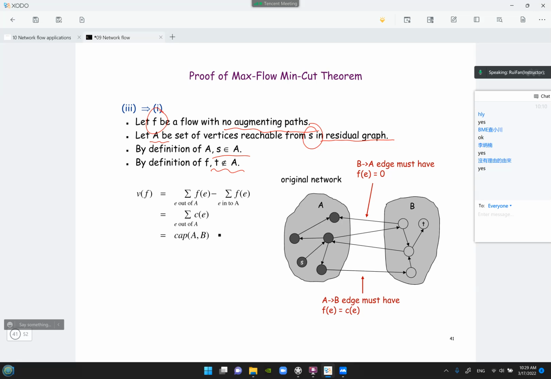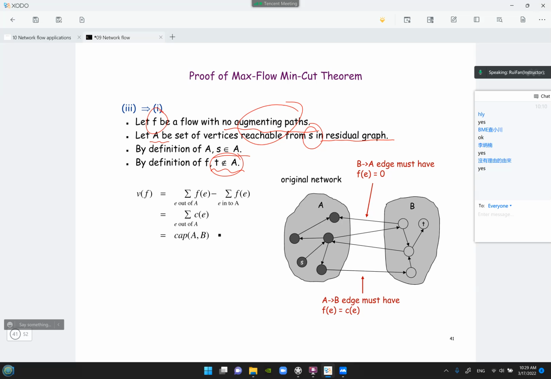So if T is in A, then it's reachable from S. But if T is reachable from S, then that means you have an augmenting path from S to T, because the residual graph consists of all the edges where you can add more flow. So if you can reach T from S, then you can add more flow on some path from S to T, and that would mean there is an augmenting path. But because we're assuming there is no augmenting path, T is not part of A.